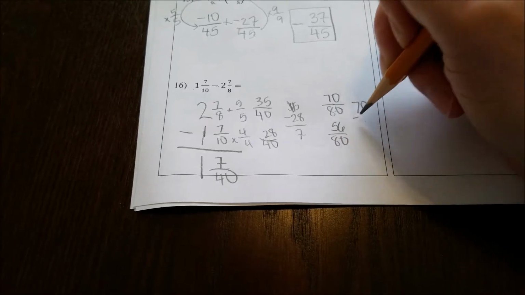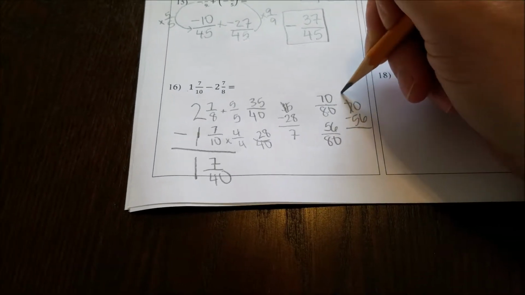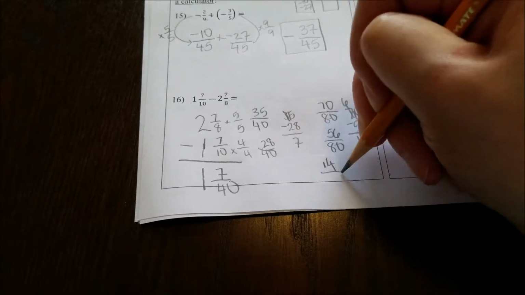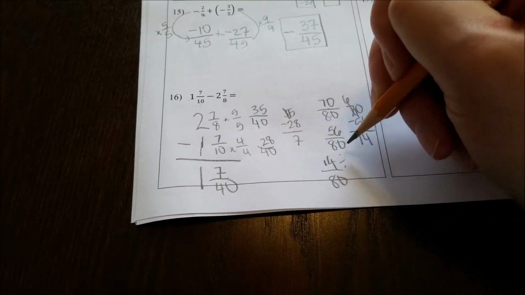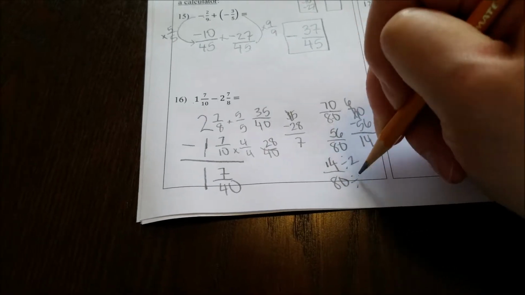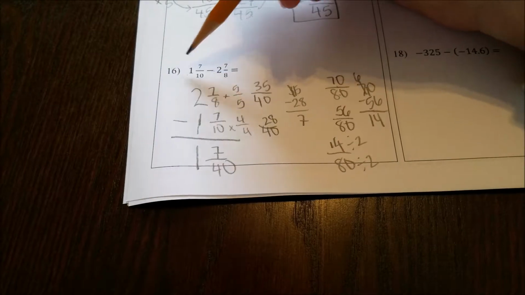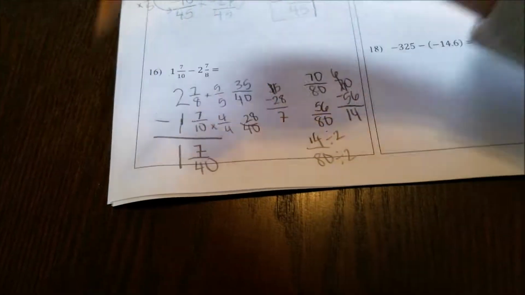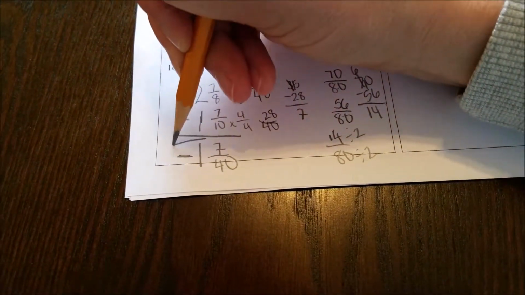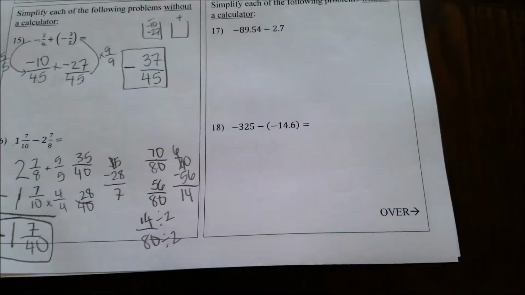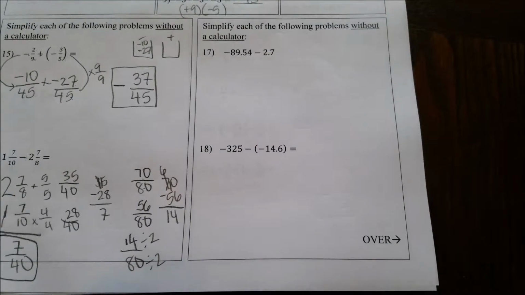And then you have to subtract them and borrow on this one also, and you'll get 14. So this one becomes 14 over 80, which you then have to simplify by 2. And that's how you get 7/40. Now the last thing is, this is a -2 versus a +1, so there's more negatives. So the answer is -1 7/40. Please try 17 and 18.